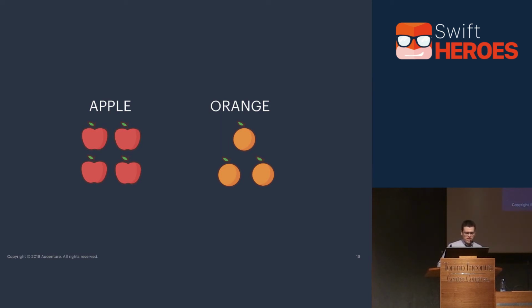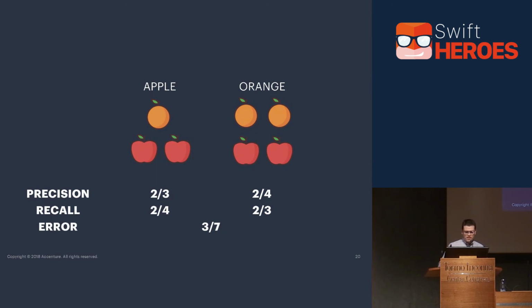So let's try to make a simple example. We have our data set. Our model performs the recognition of the fruits. And at the end, we have those values of precision and recall. In the case of the apples, we have a precision of 2/3, because our model recognized 2 apples as apples, and it recognized an orange as an apple. So our precision is 2/3. For the recall, we have 2 apples recognized as apples, and 2 apples recognized as oranges. So our recall is 2/4.